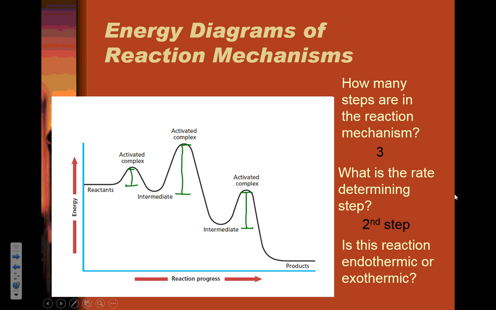So in this particular case, our reaction mechanism, our largest hill, remember it's the front side of the hill, not the back side of the hill, our largest hill would be the second step. And therefore that would be our rate determining step.